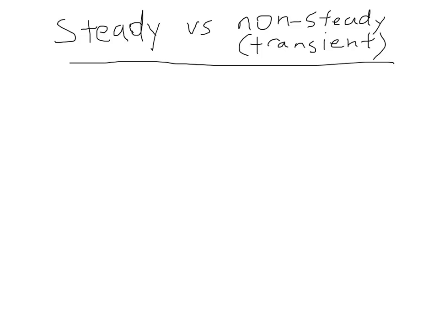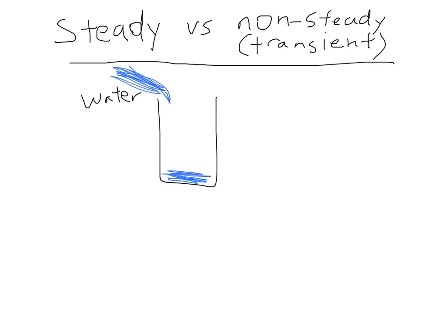So today we're going to talk about the concept of steady versus non-steady or transient flow. So again, we're continuing looking at flow processes, and let me just start out with an example of a cup. If I start pouring some water into this cup, the water is going to hit the bottom and get higher and higher, and eventually if I let the water just flow into the cup, it's going to overflow.